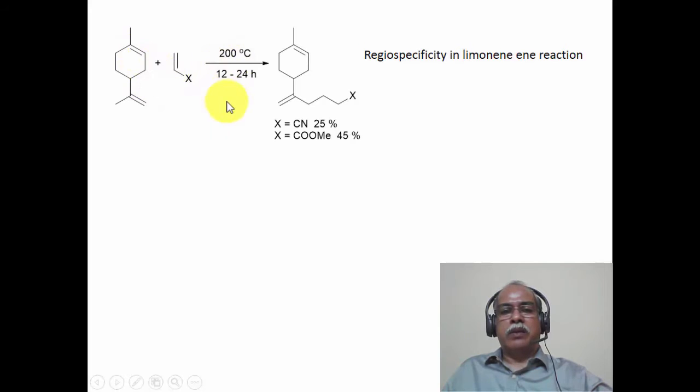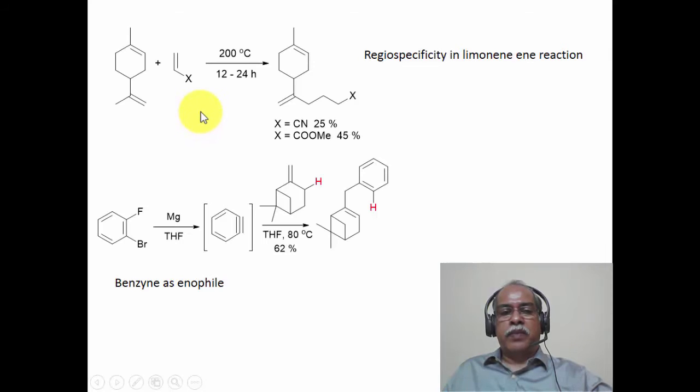When the reaction is carried out in the presence of acrylonitrile or methyl acrylate, the reaction regioselectively takes place from this particular carbon. This hydrogen is transferred onto the alpha position of the acrylonitrile or the acrylic acid ester, resulting in the formation of the carbon-carbon bond between the beta carbon and this particular methylene carbon, resulting in the chain extension that is shown here. So here is an example of a regiospecific reaction where the limonene undergoes the reaction only with the double bond which is not part of the ring system. The ring system double bond does not undergo the reaction under this condition.